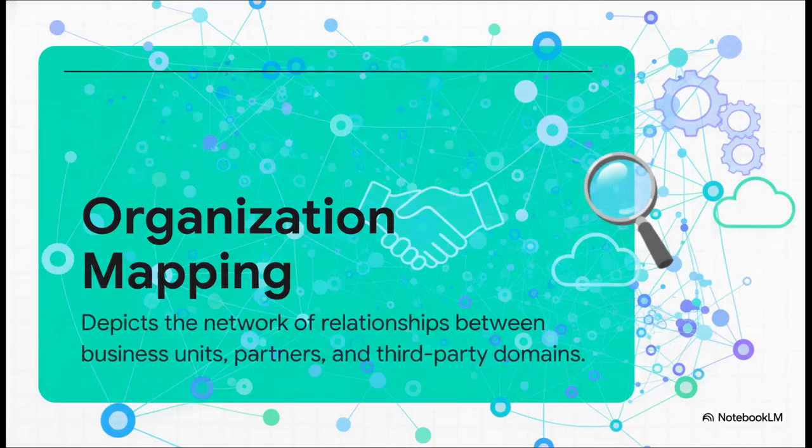Now, what's really interesting about organization mapping is that it is far more than just a rigid, standard HR hierarchy chart. It's a dynamic web. It maps out the true network of relationships and interactions between business units, outside partners, and third parties. It tells the architecture team exactly who they need to talk to and exactly who is going to be impacted by any strategic changes.